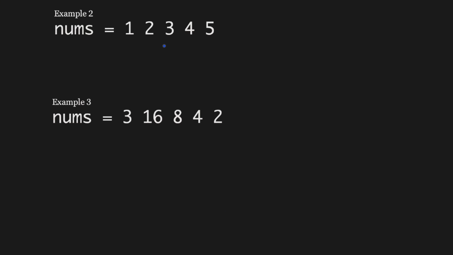Similarly in example 2, we will return true as well because the array is already sorted and we performed 0 operations to sort this array. And finally in the last example, for the given array, we will return false because this array cannot be sorted.